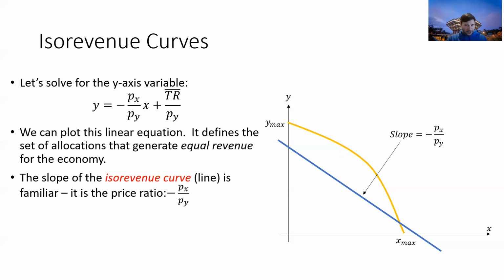The y-axis intercept, though, is the total revenue divided by PY, which means if total revenue was to increase, if we wanted to look at a different combination of X and Y that yielded us a higher level of revenue, what does that imply will happen to the iso revenue curve, given that the slope doesn't change when you change the level of revenue? The question is, if we increase TR bar, what's going to happen to the blue line?